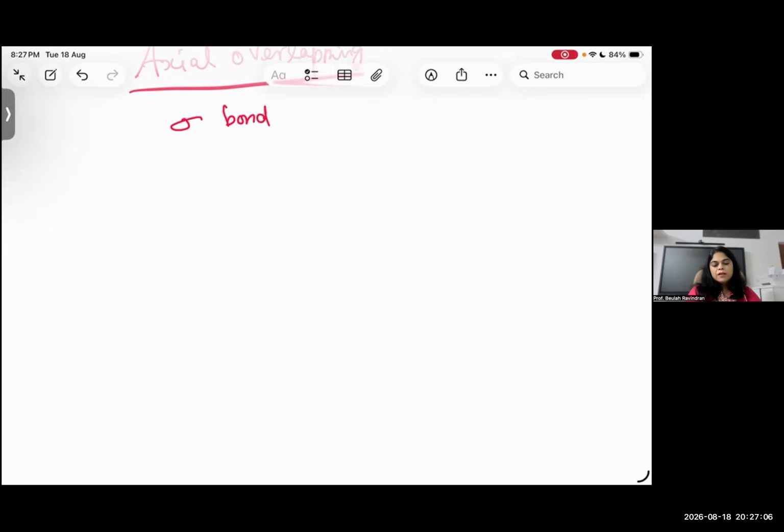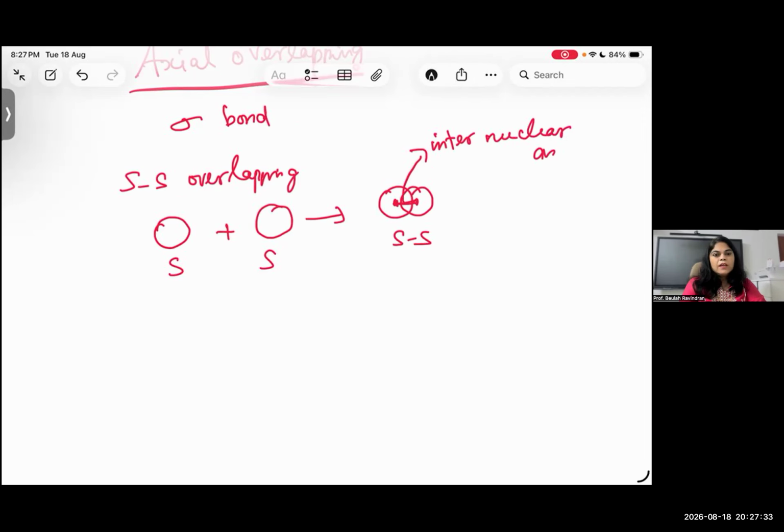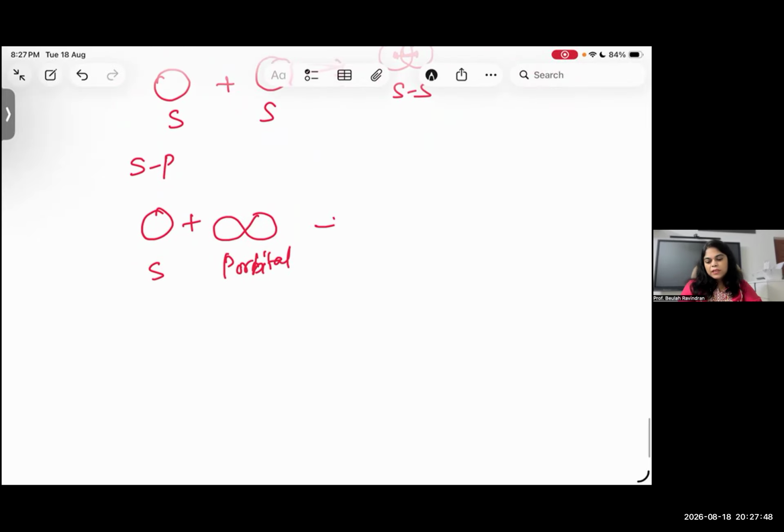Sigma bond can be S to S overlapping. So S orbital to S orbital. It gives S to S overlapping. Clear? Along the internuclear axis. Clear for you? Okay. Then SP overlapping. SP overlapping means one S orbital and one P orbital. So S and P.